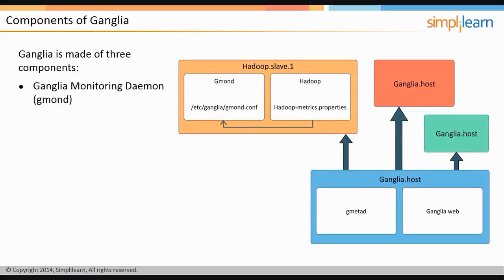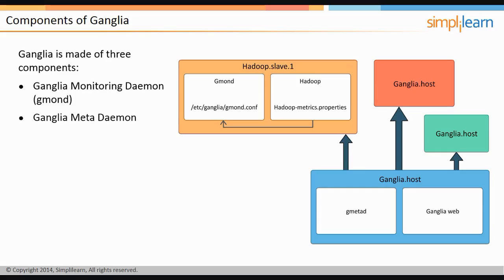Ganglia Monitoring Daemon, Gmond. It is a mandatory requirement that needs to be installed on each machine that needs to be monitored. In the context of our lesson, it would be the slave and master Hadoop nodes, and the Gmond service collects server metrics and transfers them over TCP.